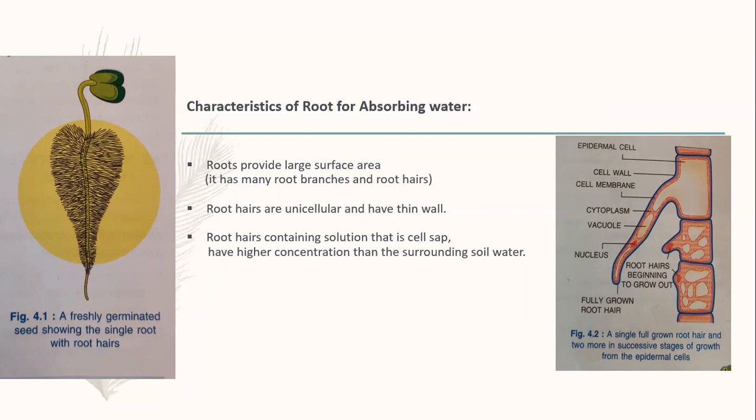Root hairs have a large vacuole containing a solution called cell sap. Some salts are dissolved in it, and it has higher concentration than the surrounding soil water. This enables them to draw water inside from the soil by the process of osmosis.